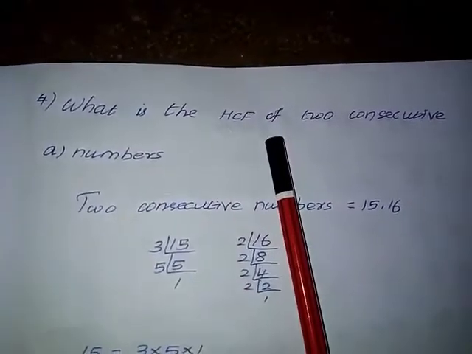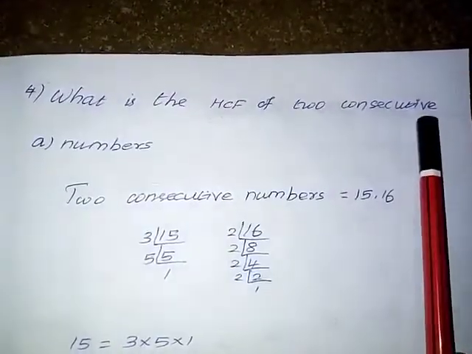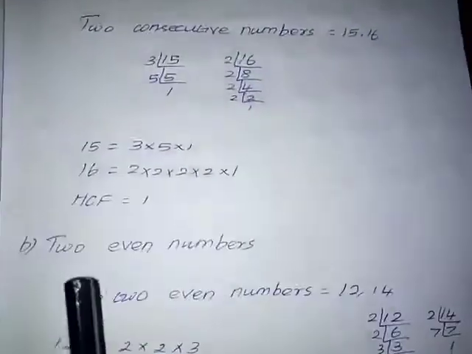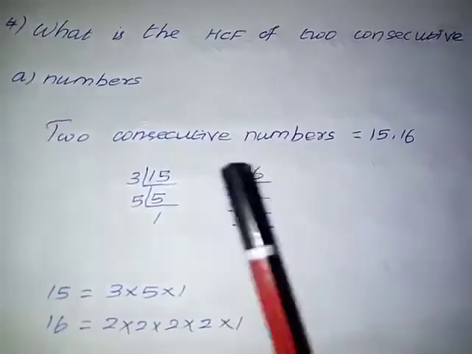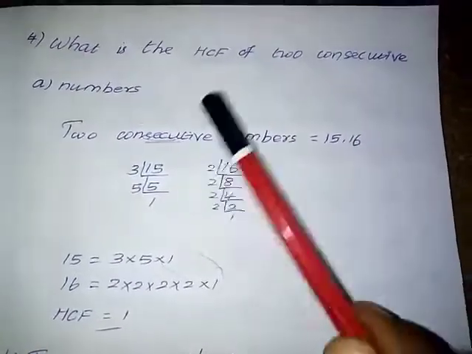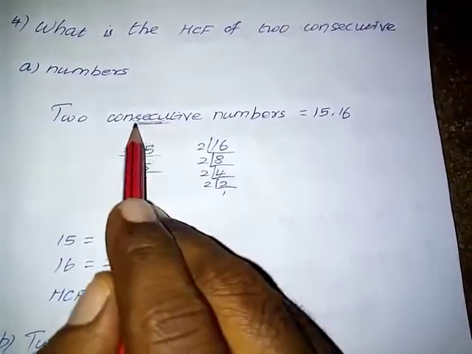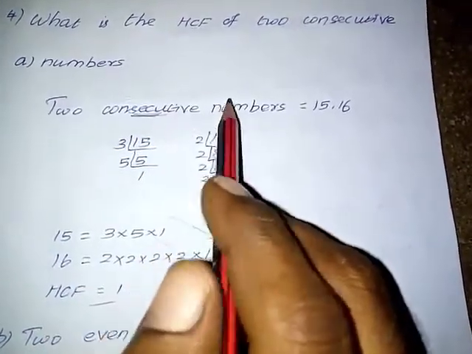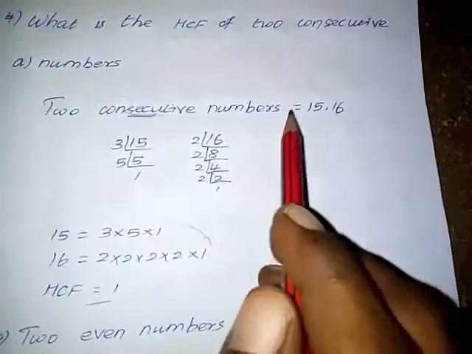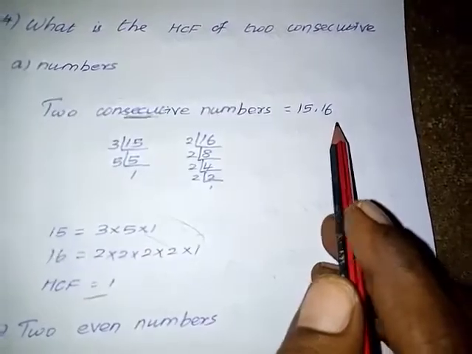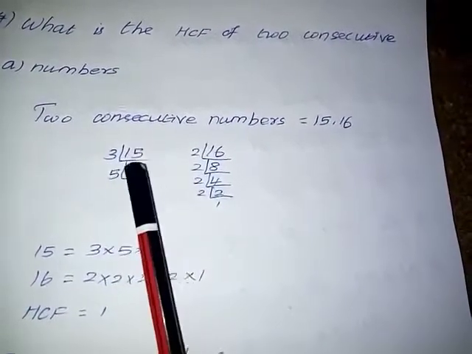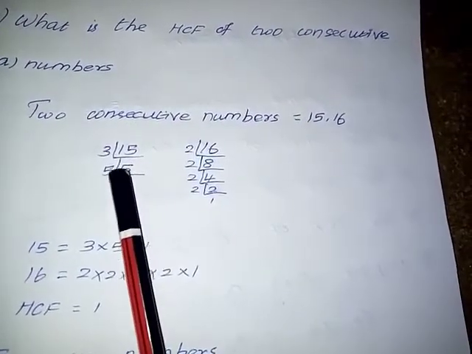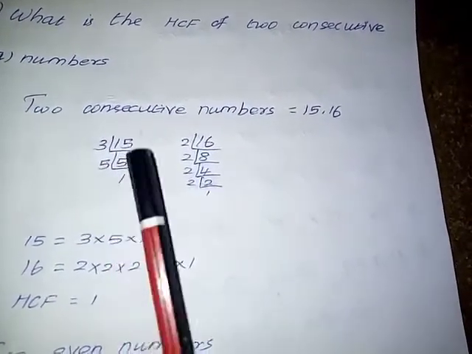Next one. What is the HCF of 2 consecutive numbers, 2 even numbers, 2 odd numbers? First one, 2 consecutive numbers. Already we know consecutive means continuous numbers. So 2 consecutive numbers here are 15 and 16. We can do the L division separately. 15: 5 3s are 15, then 5 table 1 time.